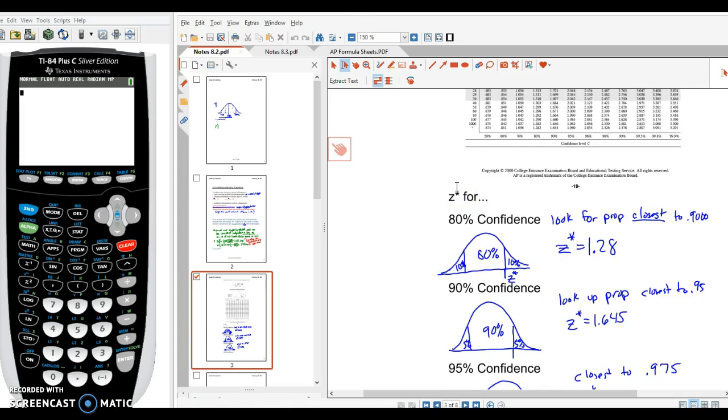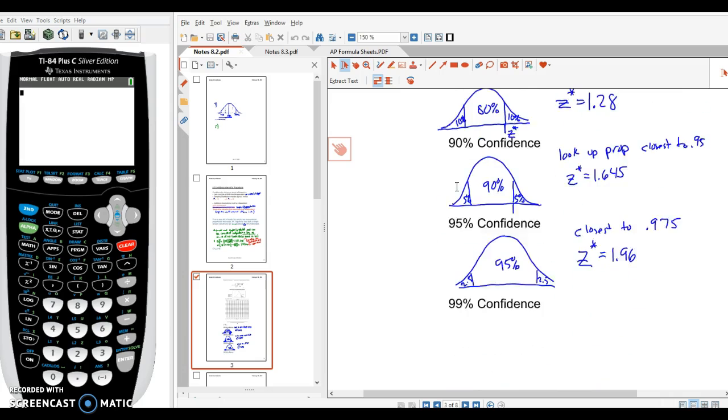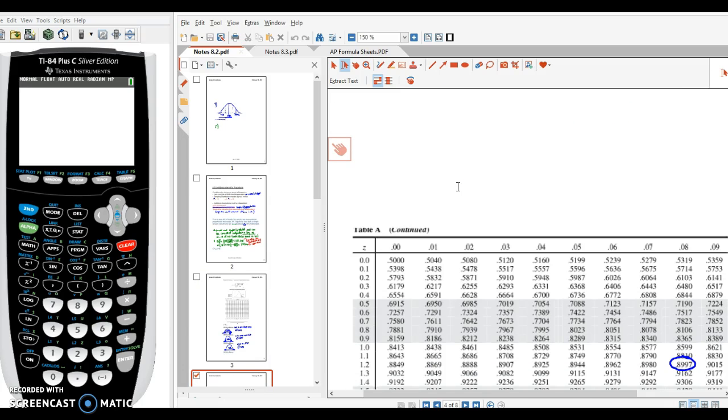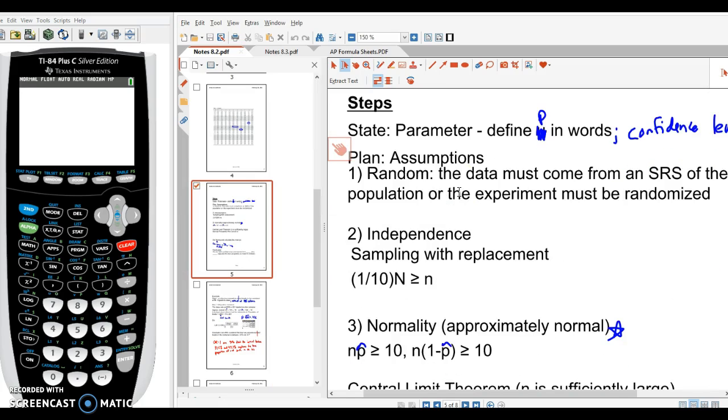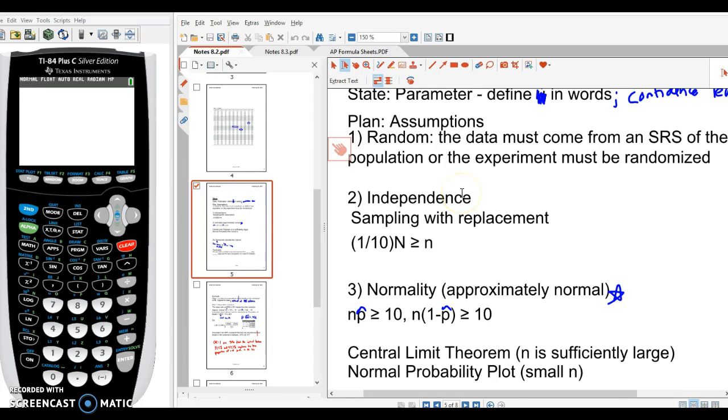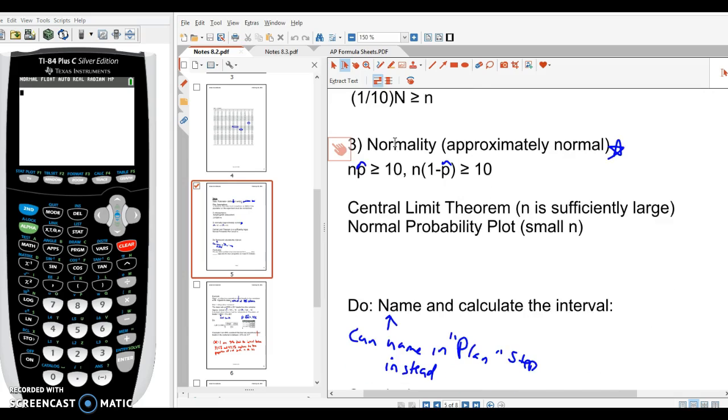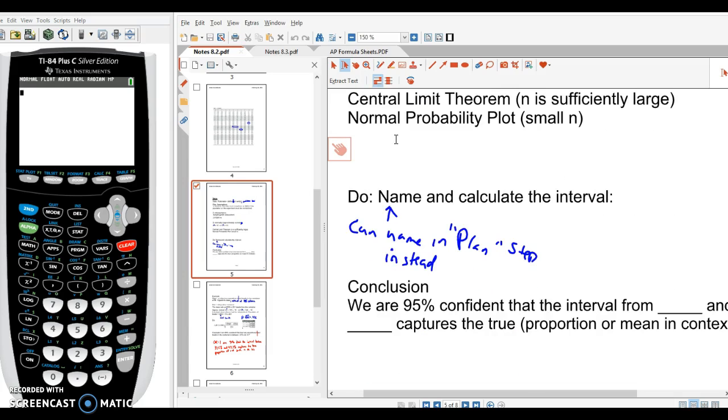The notes below explain how we got it from table A, but I just explained it through the shortcut there. Okay, so here's our state, plan, do, conclude. We're going to state the parameter in words. We're going to plan, meaning check the conditions. A lot of people also like to put the type of interval that we're going to do in the plan step. Then the do step is where you actually calculate the interval, using the formula is how I'd recommend doing it.